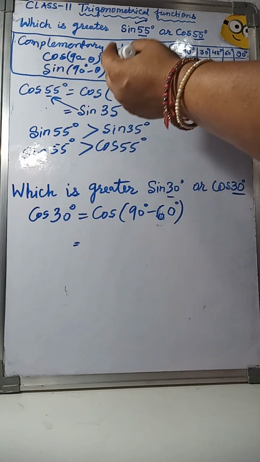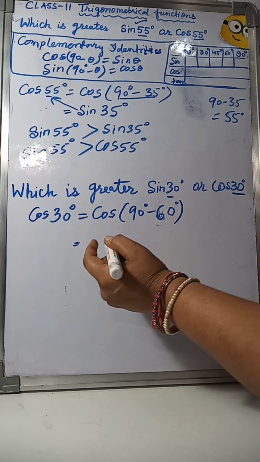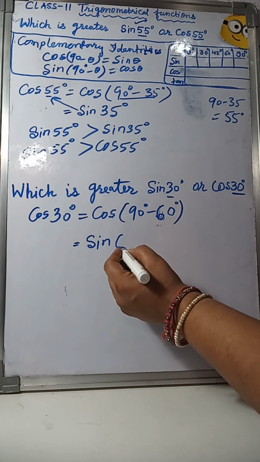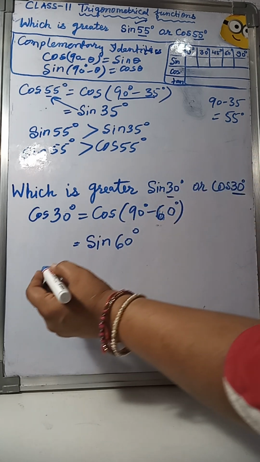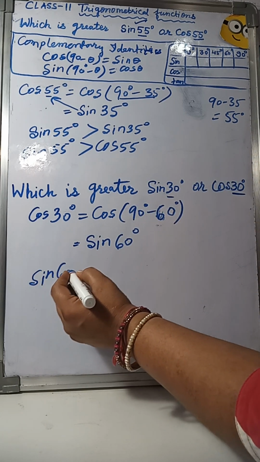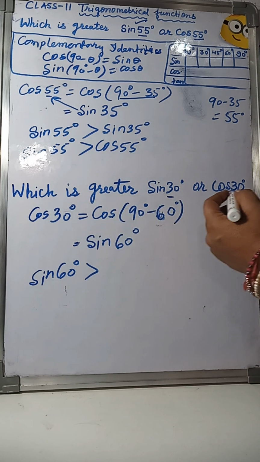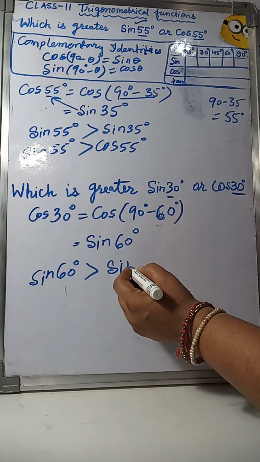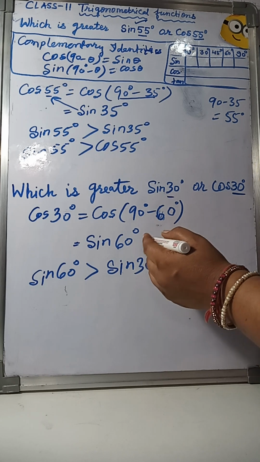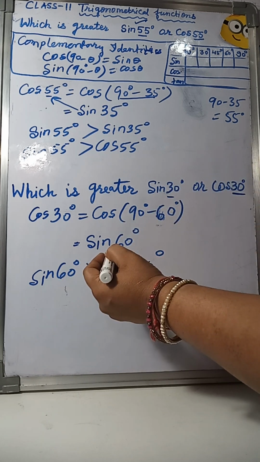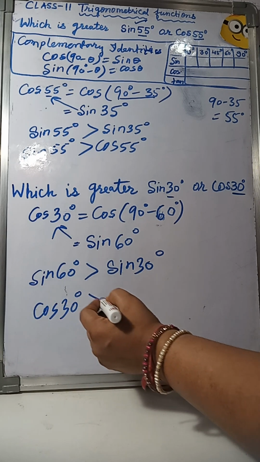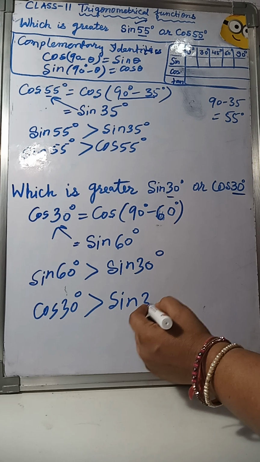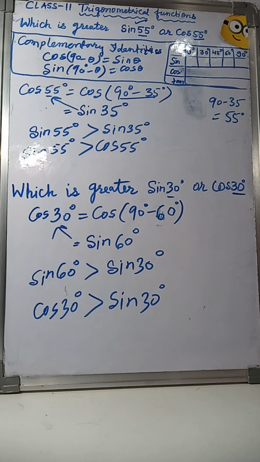And cos 90 minus theta is sine theta. So this will become sine 60 degree. And we know that sine 60 is greater than sine 30. On comparing, sine 60 is greater than sine 30, and sine 60 is equal to cos 30. So right here cos 30 is greater than sine 30. So by this method we can prove that cos 30 is greater than sine 30.